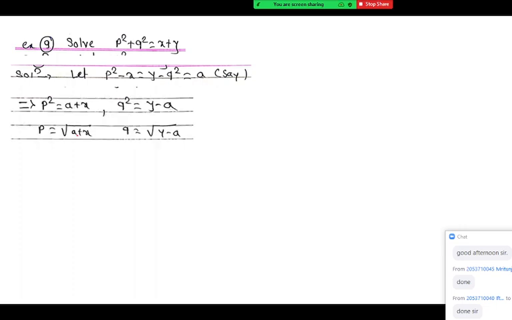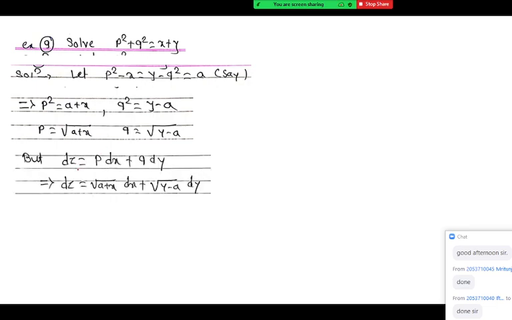So you'll observe the value of p you will get as a root of a plus x, and the value of q we get as a root of y minus a. Now once we get the values of p and q, it is a very simple thing that we have to do. We have to put it in the differential equation, that is dz is equal to p dx plus q dy, so that we get a solution for it.